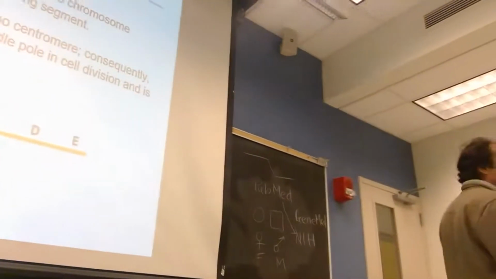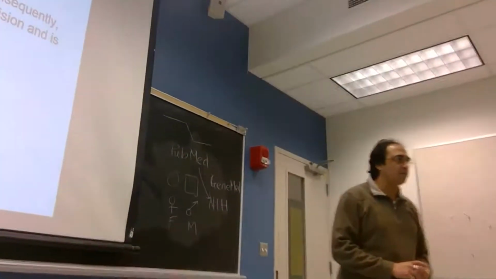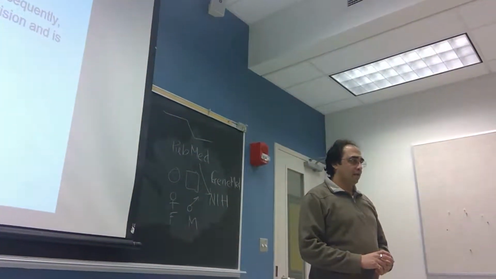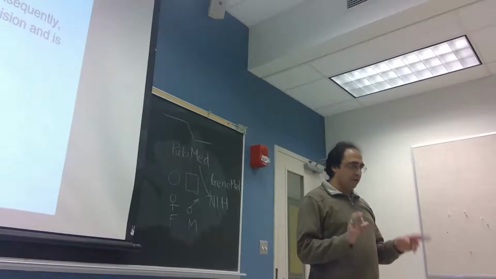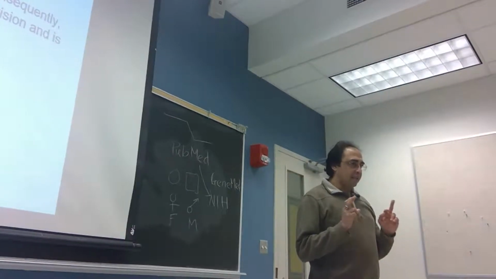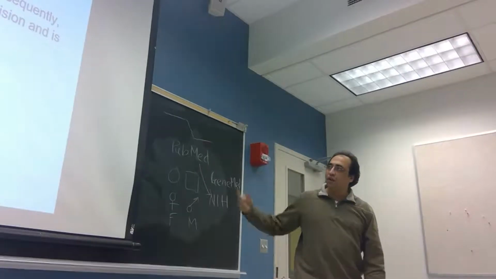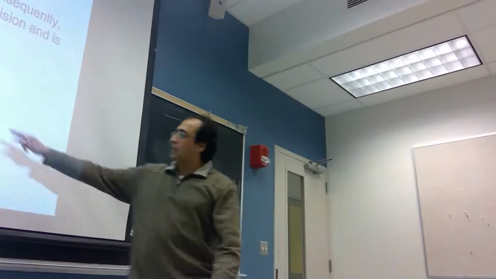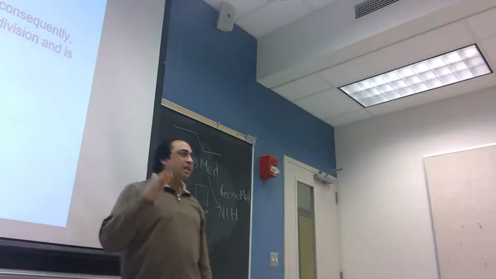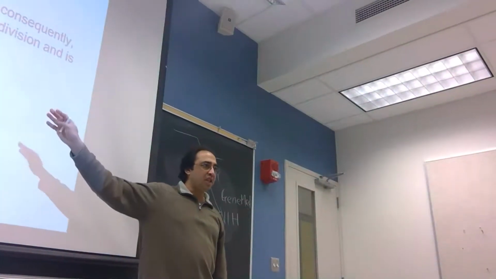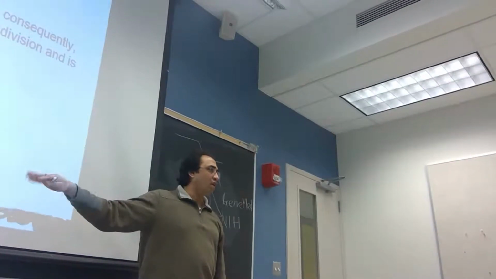What is the problem if there is no centromere? There's nothing for the spindle to attach to. The centromere contains the kinetochore, and the kinetochore is the position where the spindles are attached. If there is no centromere in this CD part, then the spindle will not attach to that part. So that part is just in the cytoplasm. It will not go anywhere.